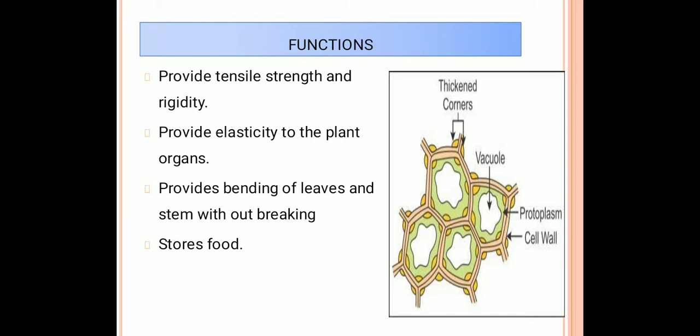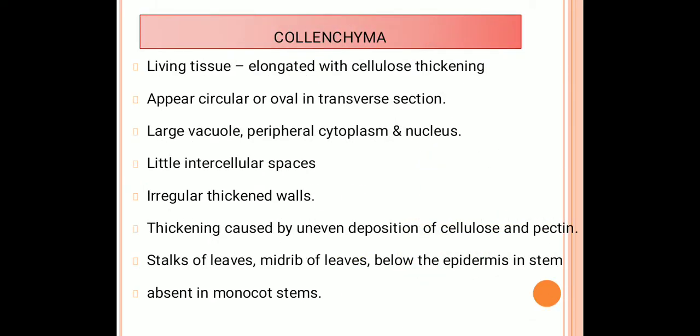The cell wall is elongated with cellulose, and it has thickened corners. It appears circular or oval in transverse section. Here we can see the transverse section, which is circular or oval shaped. They are found in longitudinal strips, and internally each cell possesses a large vacuole.